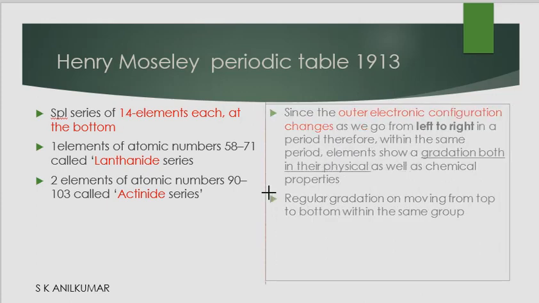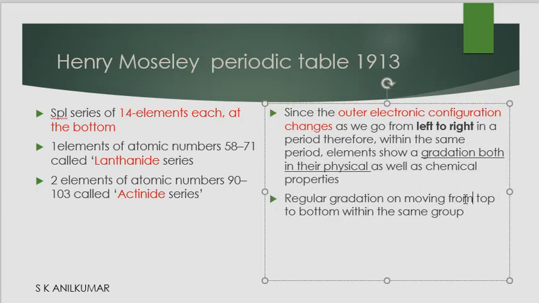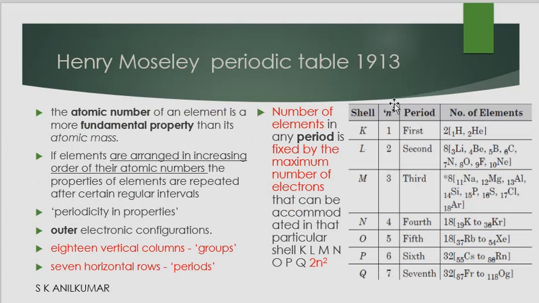Then there is a regular gradation on moving from top to bottom also. When you move top to bottom, you will have a regular gradation, because why? The number of electrons and the number of shells change when you go from top to bottom. This is the number of periods. Top to bottom is the period, left to right is the groups.